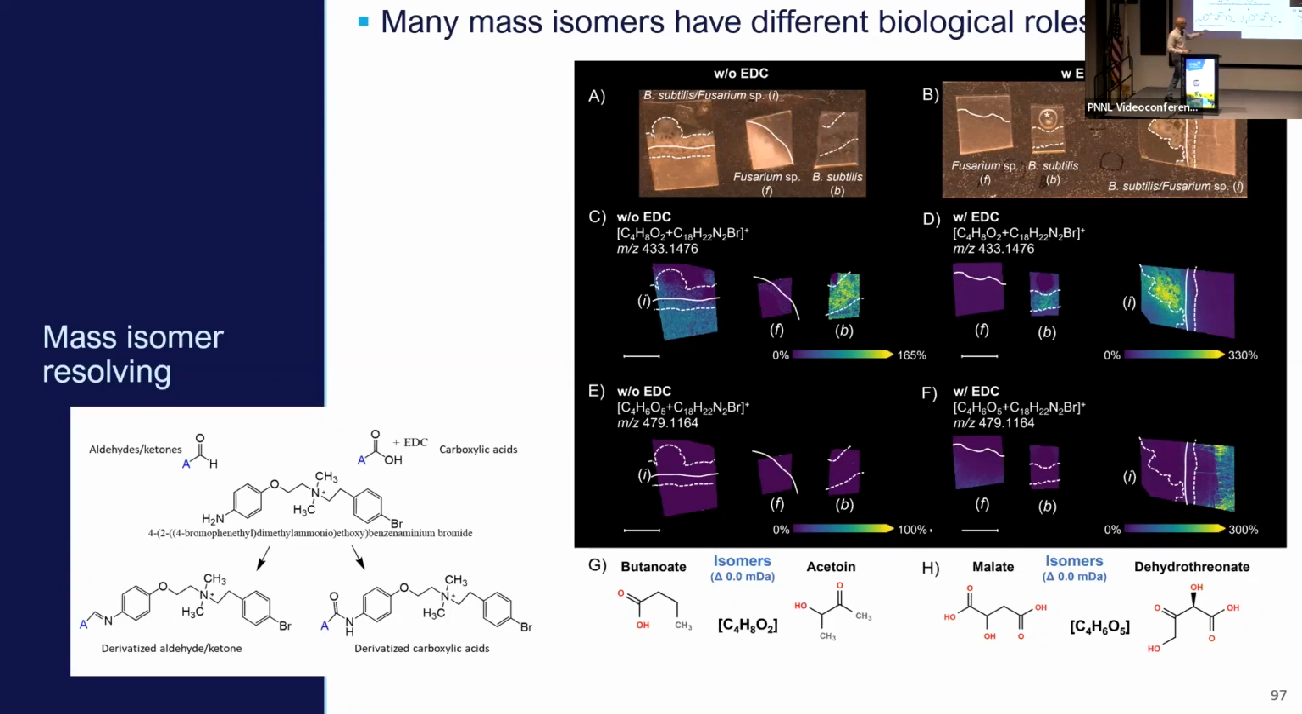So in that sense, we were able, for example, to ascribe this molecule, in this case, as butanoate and acetoin. They are both microbial fermentation products. However, you can see butanoate is a carboxylic acid, acetoin is a ketone, and by using this workflow we can actually differentiate between those two compounds. A similar case is with malate, which is a dicarboxylic acid, and dehydrothreonate is an oxo acid. It has that keto group.